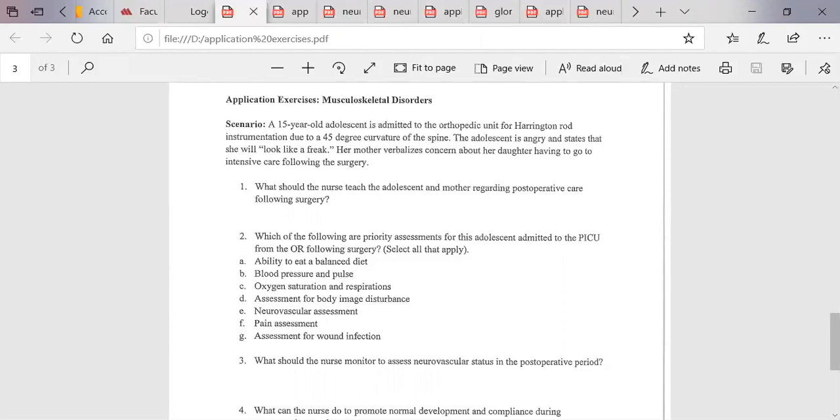Okay, so she's going to get some instrumentation put in to help that curvature in her spine. Some spinal fusions with hardware will require a cast for 9 months after. So it just depends on the severity of the scoliosis, what they're going to do. All right, for our 15-year-old here, what should the nurse teach the adolescent and mother regarding post-op care?